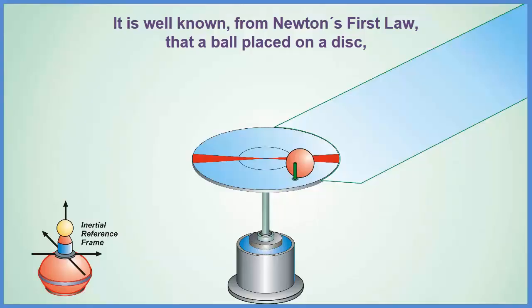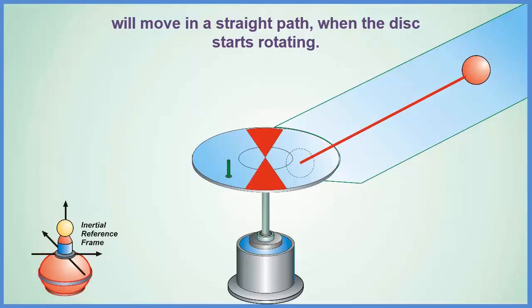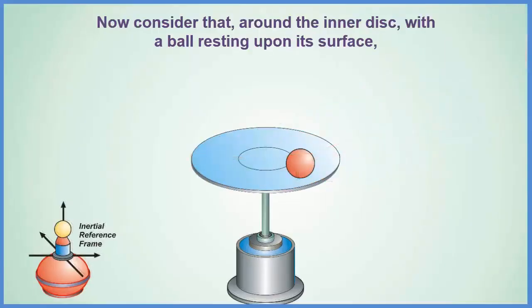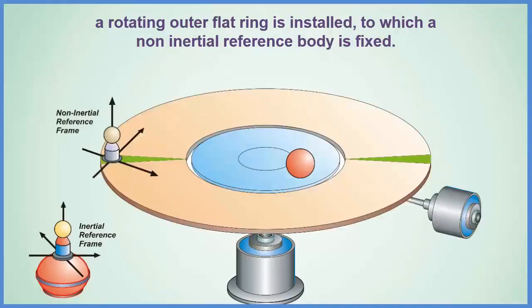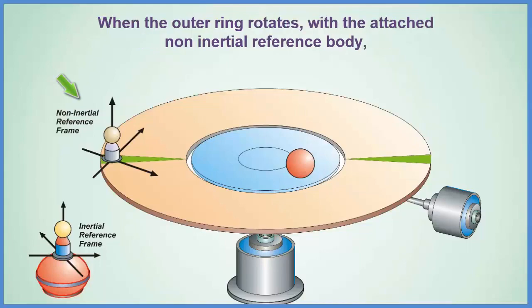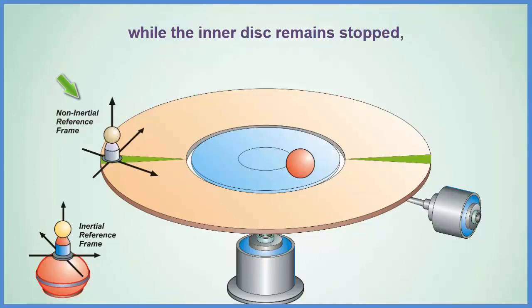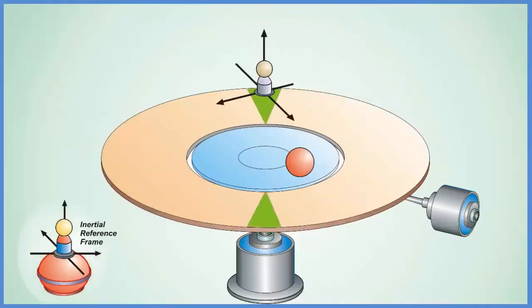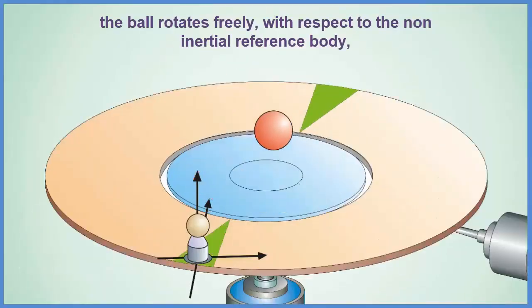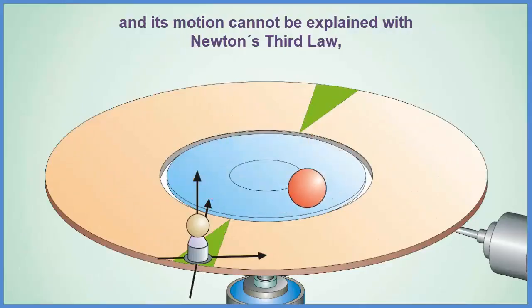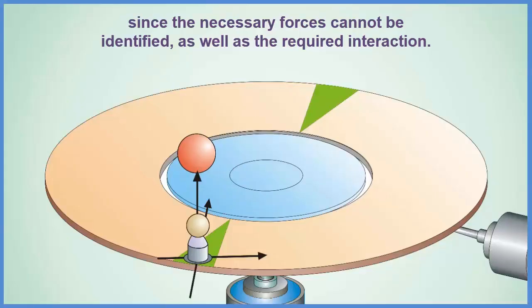It is well known from Newton's first law that a ball placed on a disk will move in a straight path when the disk starts rotating. Now consider that, around the inner disk with a ball resting upon its surface, a rotating outer flat ring is installed to which a non-inertial reference body is fixed. When the outer ring rotates with the attached non-inertial reference body while the inner disk remains stopped, the ball rotates freely with respect to the non-inertial reference body, and its motion cannot be explained with Newton's third law, since the necessary forces cannot be identified, nor the required interaction.